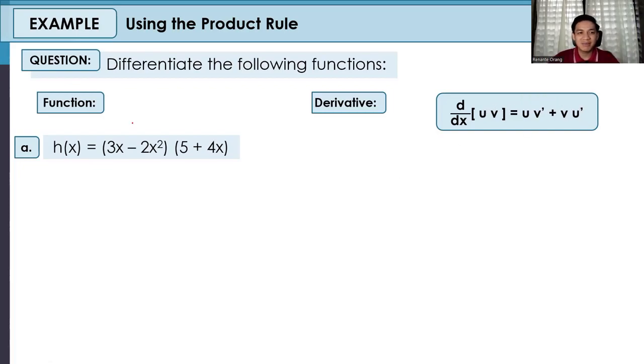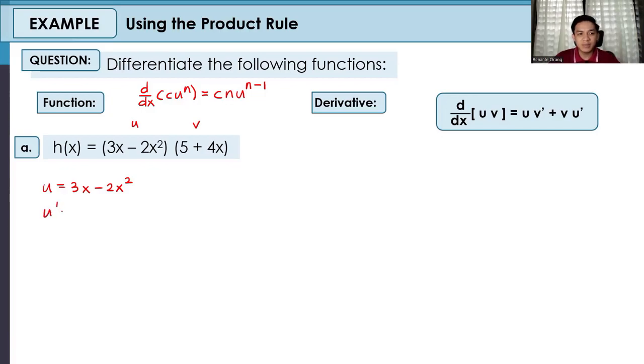Eto class, lagyan natin ng label. This one will be our function of u and this one will be our function of v. Differentiate muna natin si u at saka si v. Unahin natin si u. That is equivalent to 3x minus 2x squared. Apply natin si constant multiple rule. That is the derivative with respect to x of our constant u^n is equivalent to constant n u raised to n minus 1. So, differentiate na natin si u.